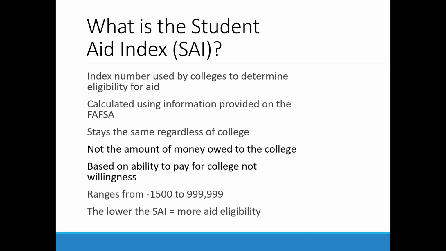The second component of the calculation is the Student Aid Index, or the SAI, and it's an index number used by colleges to determine eligibility for aid. It's calculated using information provided on the FAFSA, and it stays the same regardless of the college. It is not the amount of money owed to the college, and it's based on the ability to pay for college, not your willingness. It ranges from negative $1,500 all the way up to just under $1 million. And the lower the SAI, the more aid eligibility.